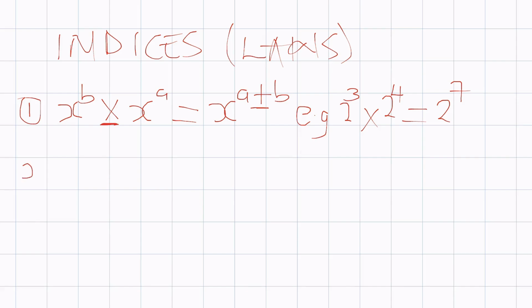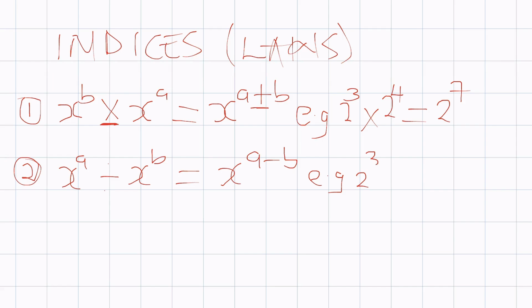Then our second law that you're going to apply is when you're given x to the power of a divided by x to the power of b. This is equivalent to x to the power of a minus b. For example, if I've got 2 to the power of 3 divided by 2 to the power of minus 3, this will give you 2 to the power of 6.